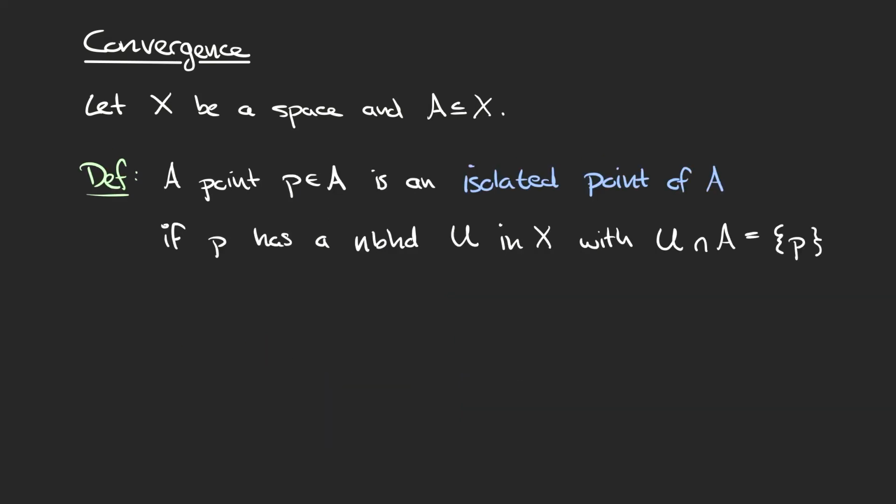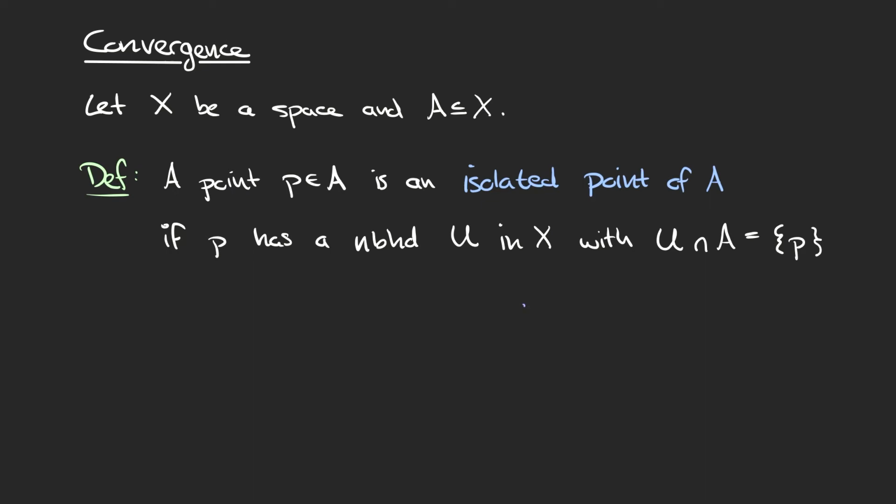Next, we turn to the opposite concept, which is that of an isolated point. For this, we again let X be a topological space and A be some subset of X. And then we say that a point P in A is an isolated point of A if P has a neighborhood, say U in X, whose intersection with A only contains that point.